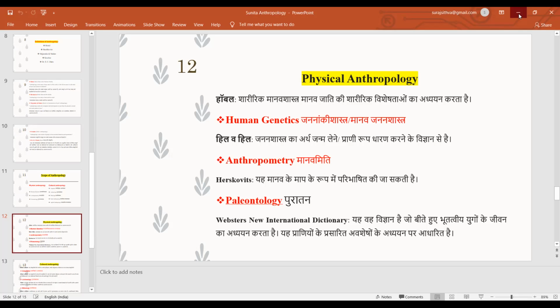Now we are going to its sub-themes or subheadings. In its first sub-theme, I would like to discuss human genetics, Jananki Shastra, Manav Janan Shastra.